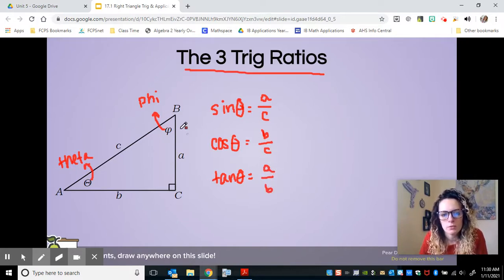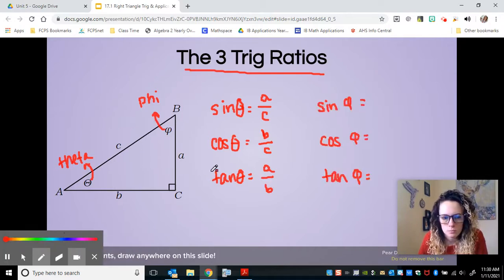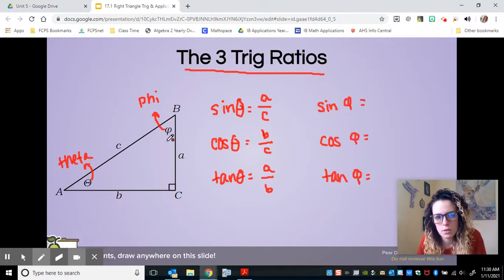Next, looking at phi. When I start to focus on phi, note that the hypotenuse stays in the same place, right? The hypotenuse is always across from the right angle. But if I'm now focusing on angle phi, the opposite side is now b and the adjacent side is now a. So it really does depend on which angle you're focusing on when you're labeling the opposite versus the adjacent.